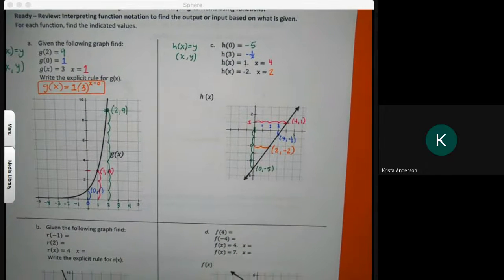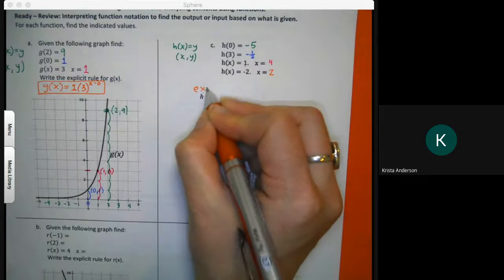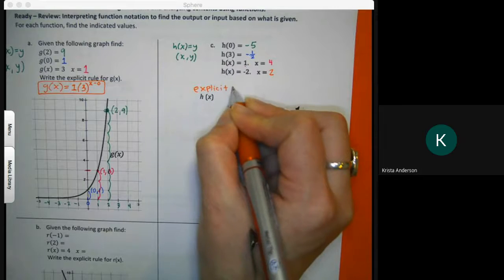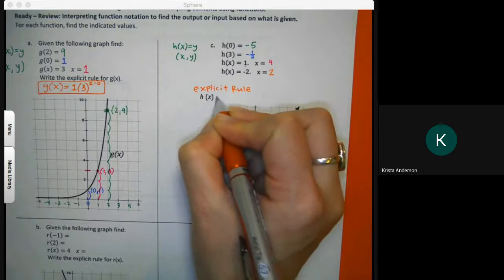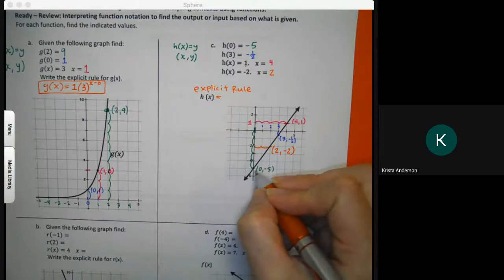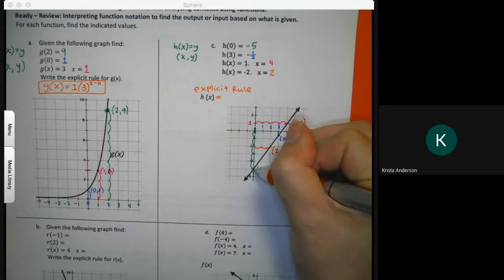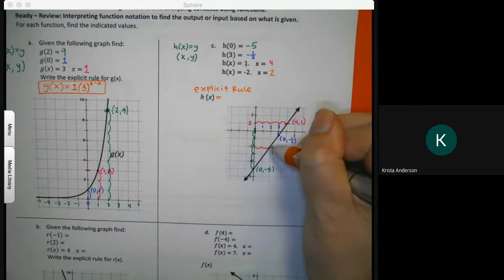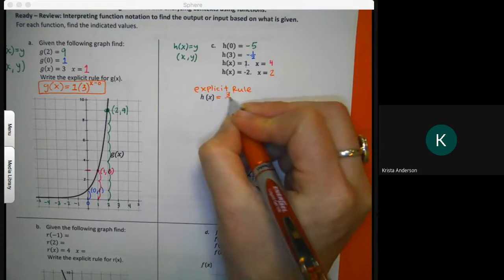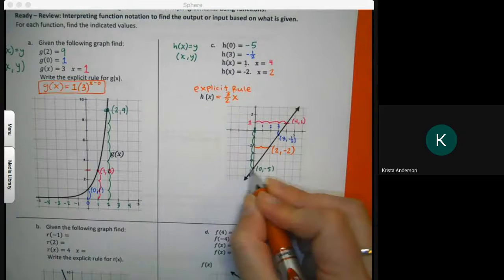And if it wanted me to write an explicit rule, I would say h of x is equal to, my slope is up 3 over 2, and my y-intercept is at negative 5.